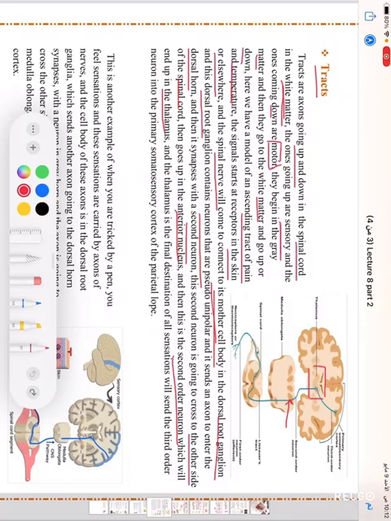After the thalamus, which is the final destination for all sensation, it is sent to the third order neuron in the primary somatosensory cortex in the parietal lobe. Here is the primary somatosensory cortex in the parietal lobe.